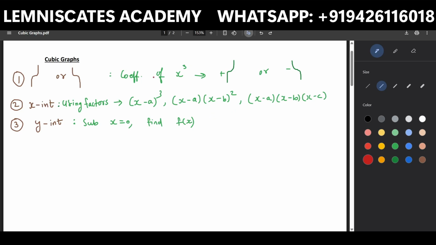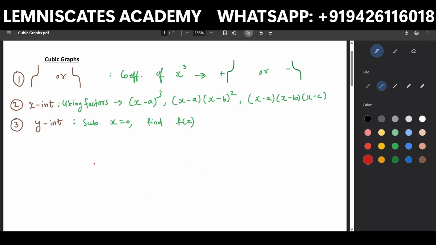Not the entire shape, because this is not true every time, because the graph may look something like this, maybe something like this. Oops, maybe the other side, right? So these kinds of things are also possible, but this is the general shape of an x cube.